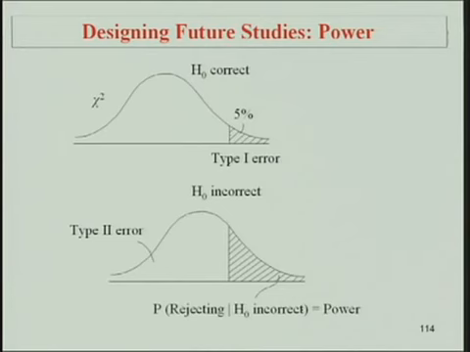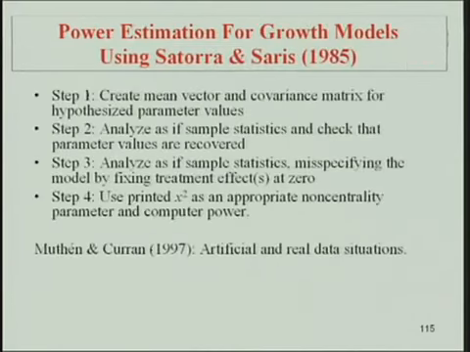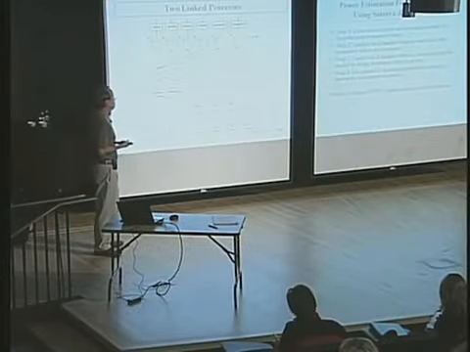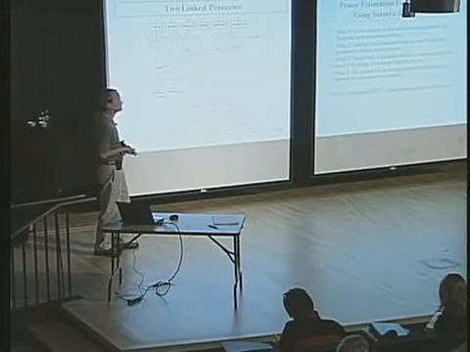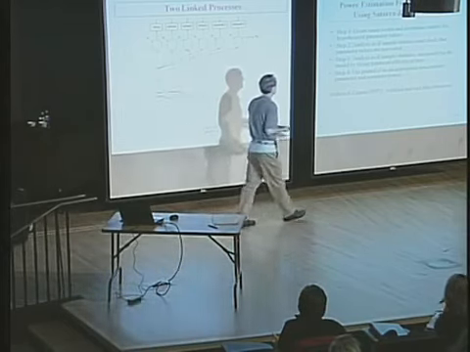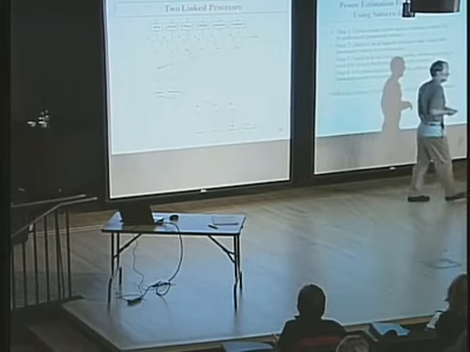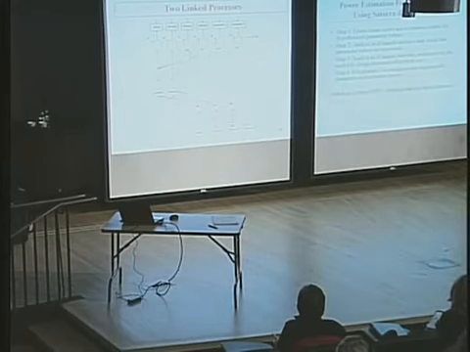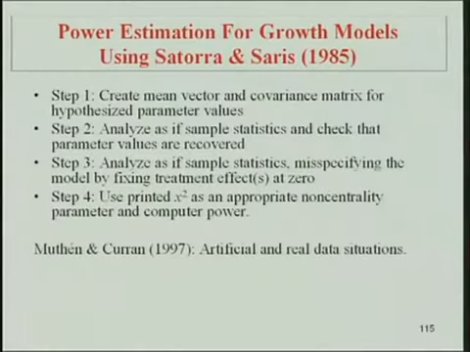Anyway, if you're interested in the power, the Satorra-Saris method is focused on the power to detect that the parameter value is different from 0. It's focused on individual parameter values. There is also writing on power to reject a model, the overall model test of fit, by Bob MacCallum and others, but that's not what I'm talking about here. This is a series of steps for a power estimation using Satorra-Saris. I'm not going to go through them because you have them here.